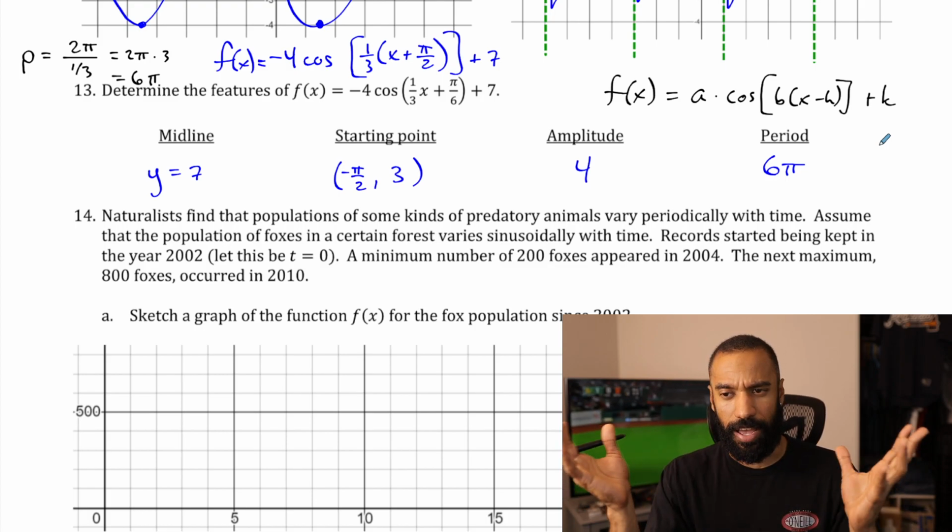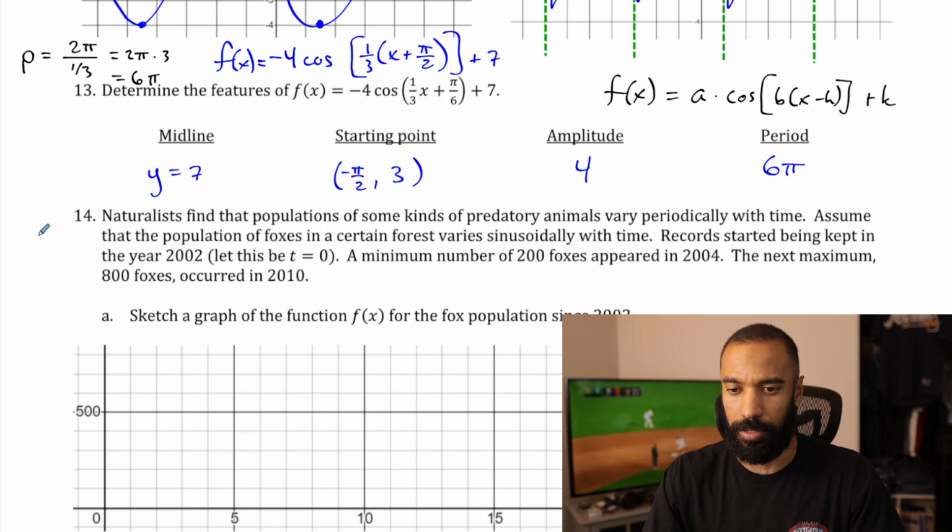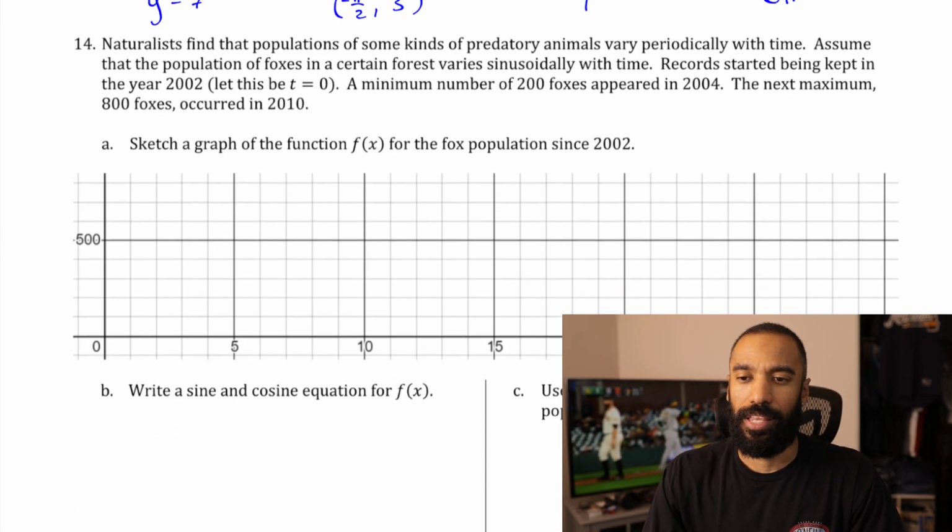So those are those 4 values. That's how you pick it apart. There was the factoring that was involved as well. A little tricky there. All right, last problem here.